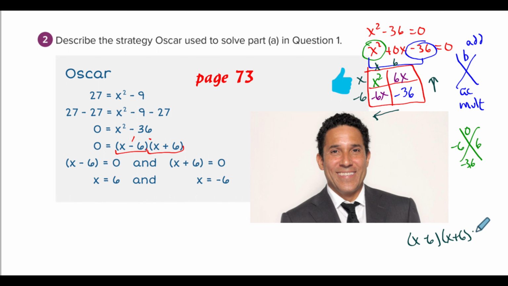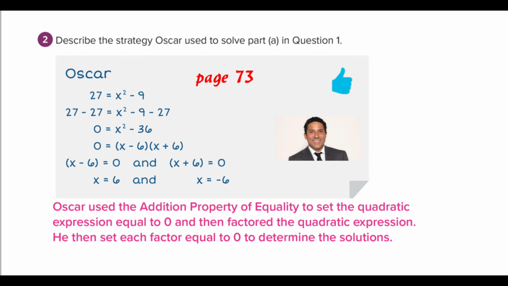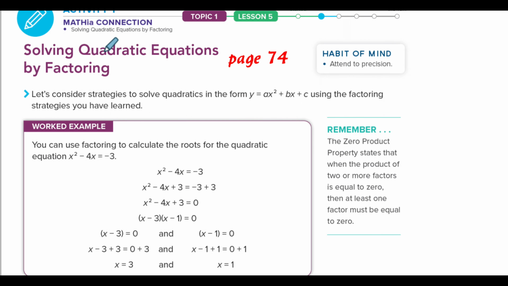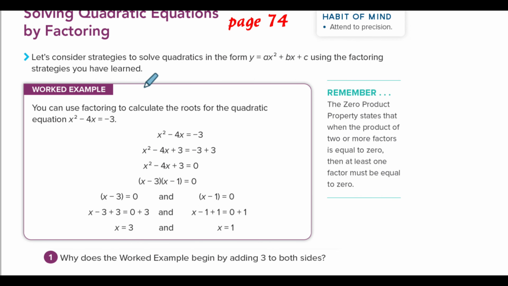So if you notice what Oscar did way back over here, move the 27 over, we got x squared minus 36, and then eventually got x minus 6 and x plus 6. So that factoring right there, by the way, is a classic example. You can refer back to it. But that factoring is going to be very important as we move on. Okay, Oscar used the addition property of equality to set the quadratic expression equal to 0 and then factor the quadratic expression. He then set the factors equal to 0. We remember how to do that, right? Solving by factoring. So I just gave you a nice review in how to do that.